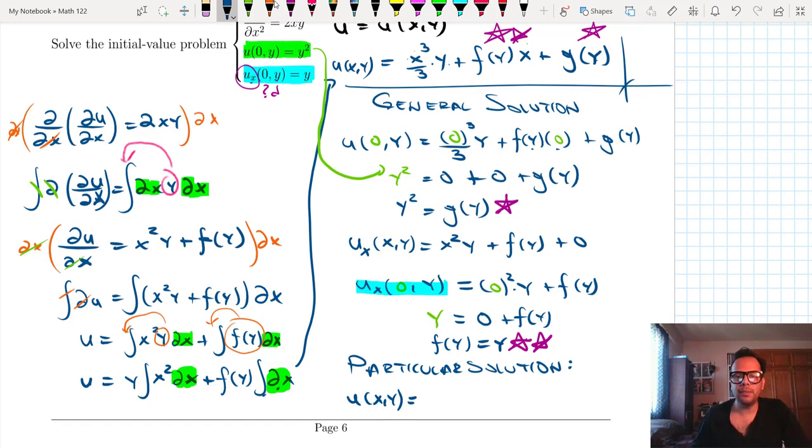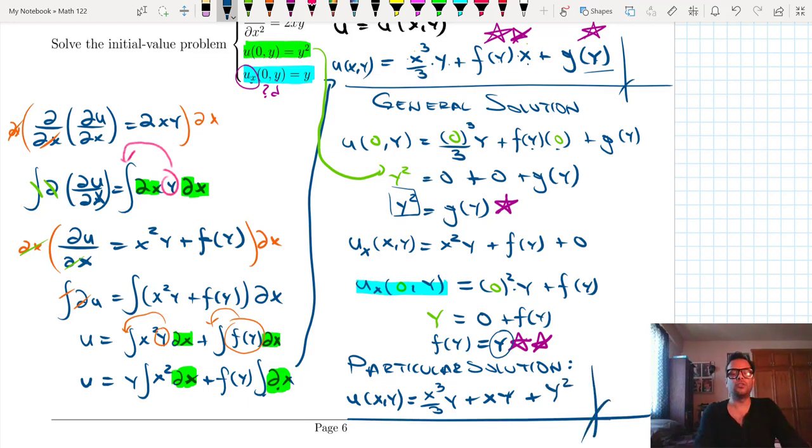So u of x, y equals x cubed over 3 times y plus f of y. What is f of y according to what we got? It's simply y times x right here, so it's going to be xy, plus g of y, which we got to be this y squared. So notice now how this solution to the equation doesn't have those constants of integration that look like functions. Now it doesn't have plus some f of y plus some f of x. No, it has actual expressions.